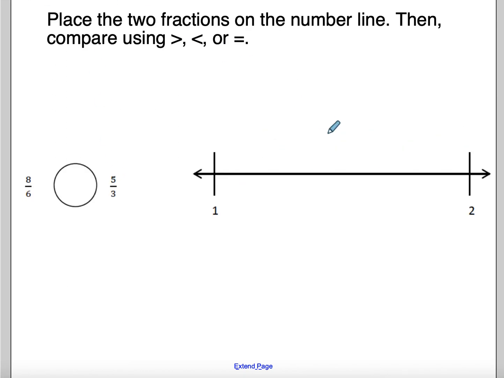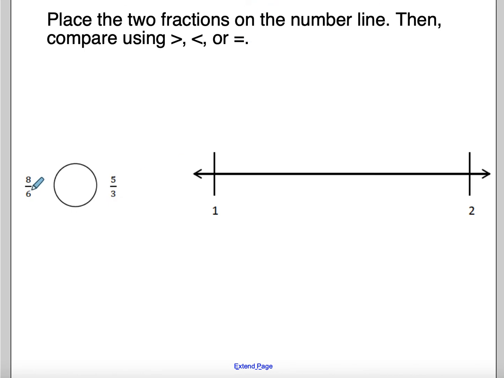So I want you to go ahead and try this last one on your own. Pause now, solve on your own, and then press play when you're ready to check your work.